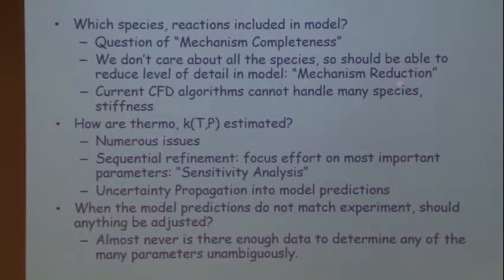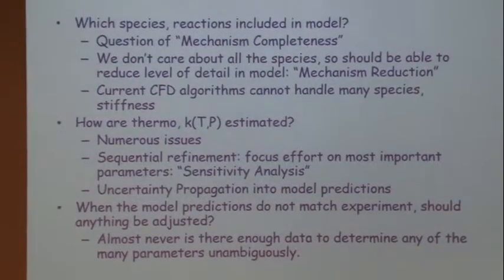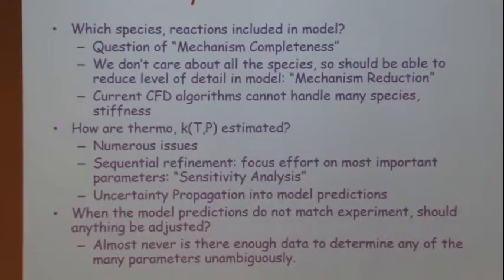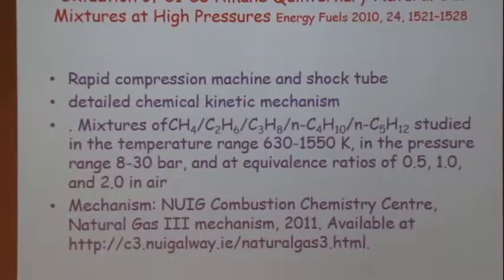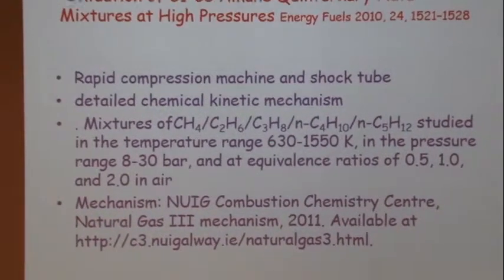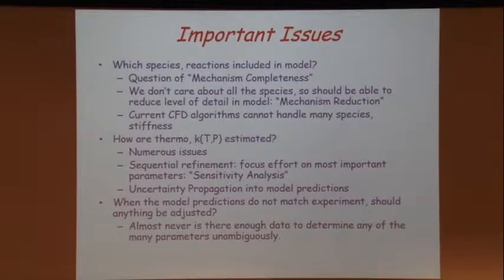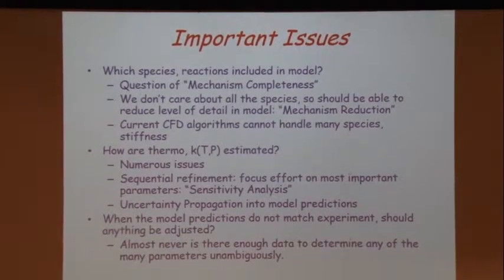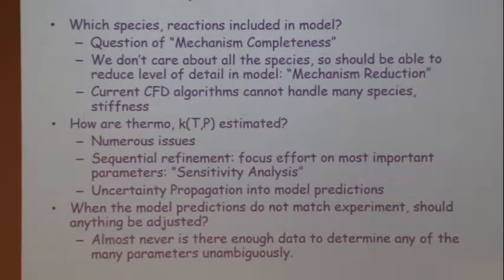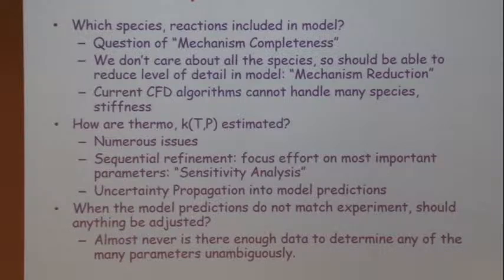Another important thing is mechanism reduction. So at the end of the day, I might end up with a model that has, how many species are in this model here? No, it doesn't say, but it's a lot. It's like more than 1,000 reactions, maybe 300 species or something. And so if I go to my CFD buddy and I say, can you please predict how the natural gas is going to burn in your gas turbine combustor, turbulent flow, and here's my mechanism.